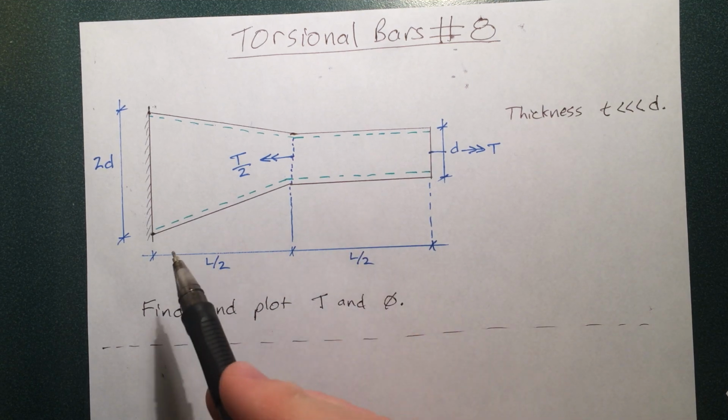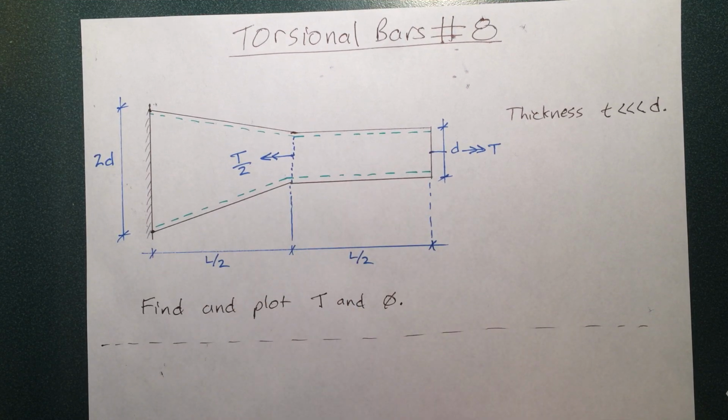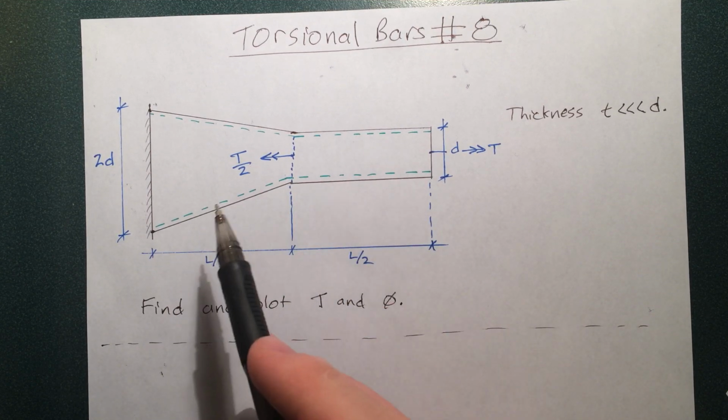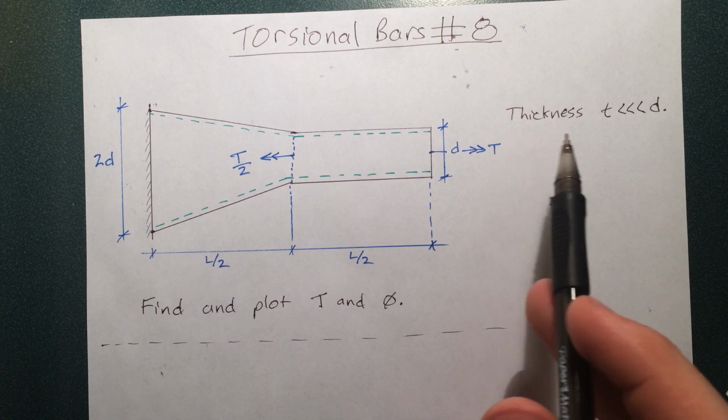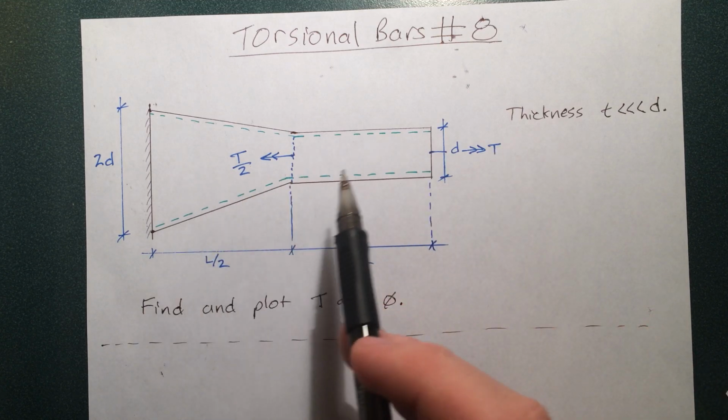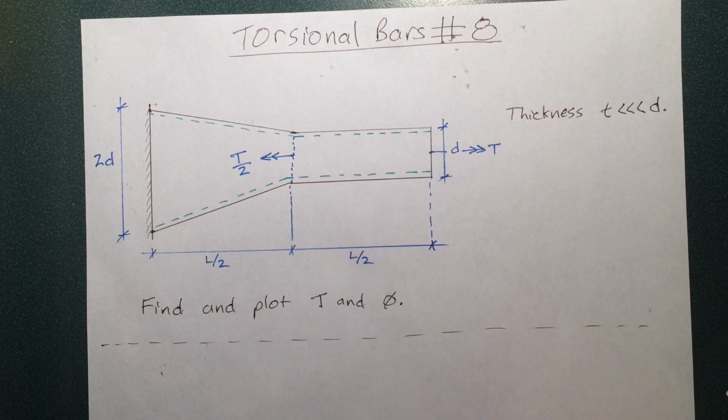In this problem, I'm going to solve the situation you see here. We're going to find and plot the internal torques and phi, knowing that this is a hollow sort of situation with a thickness t. If you want to know something else about torsional bars, feel free to check out any of my other torsional bar videos.